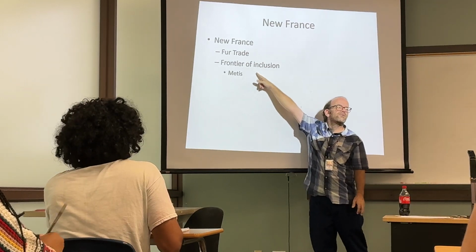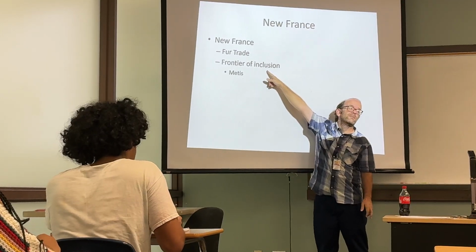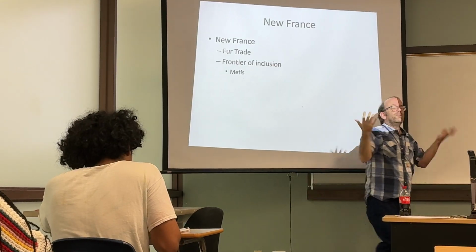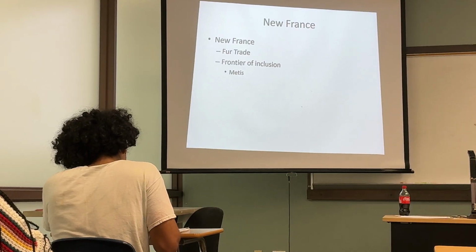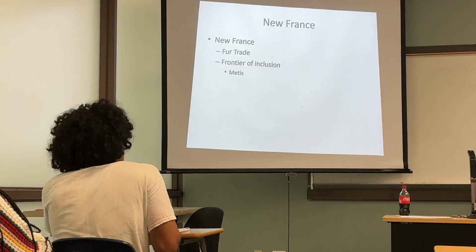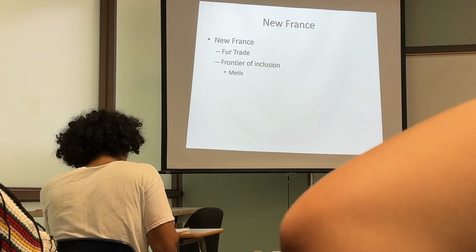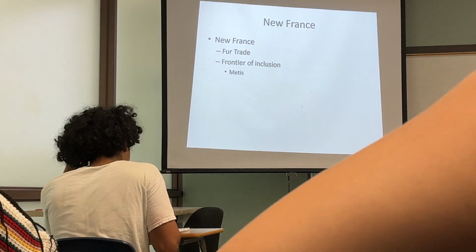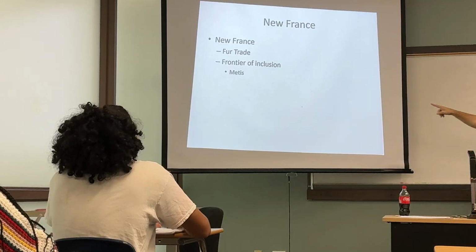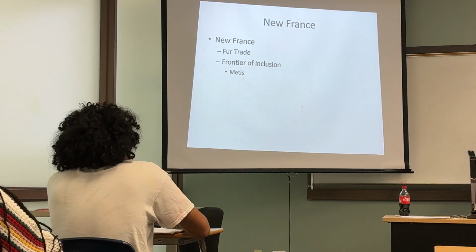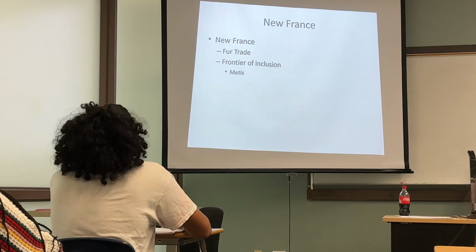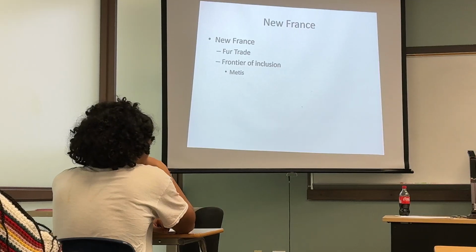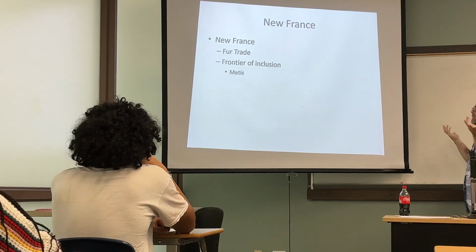They have what scholars call a frontier of inclusion. Basically what that's saying is these guys come and they're going, let's make pals with the local natives. Enter into treaties, they'll help us, we'll help them, they'll be part of our society, this kind of thing. And they understand that French people and Indian people living together, you're going to get French plus Indian, which creates a new ethnic group of sorts.